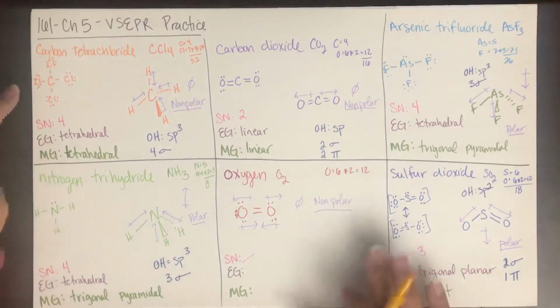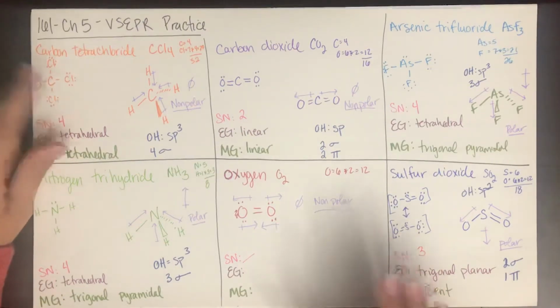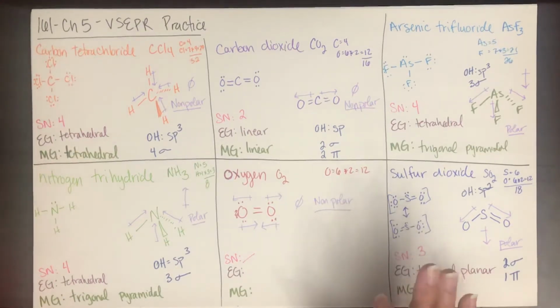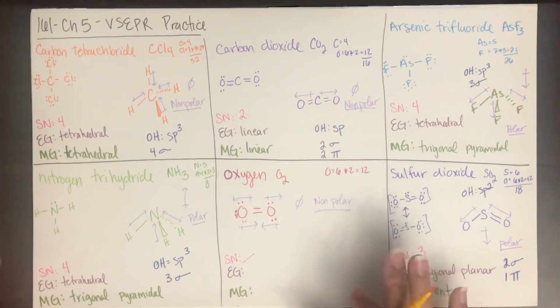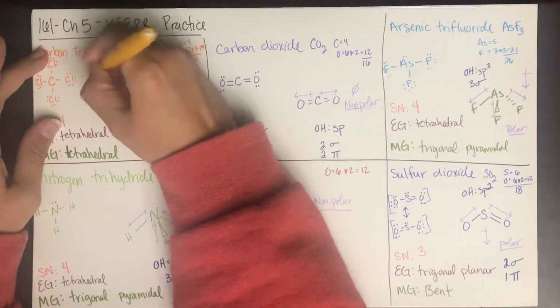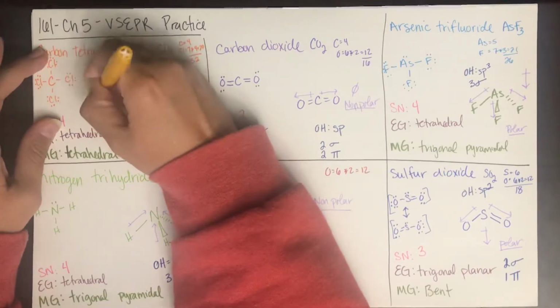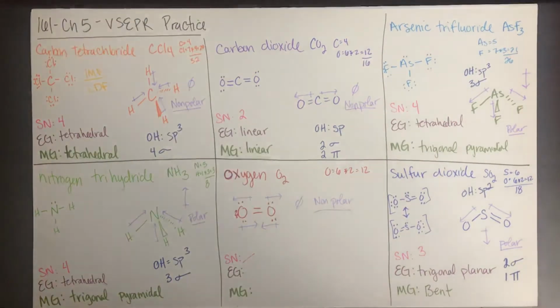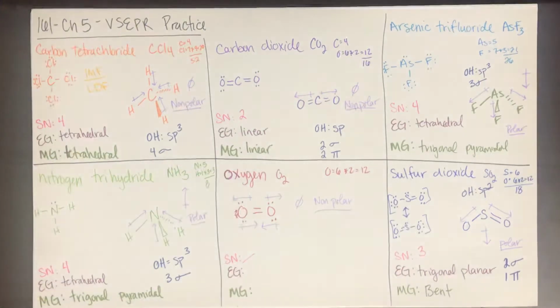So, carbon tetrachloride. The first thing you want to see is, is this molecule polar or nonpolar? This is a nonpolar molecule, so the only intermolecular force is London dispersion forces. That's the only intermolecular force for carbon tetrachloride because it's nonpolar. That's the only type of intermolecular force it can have.